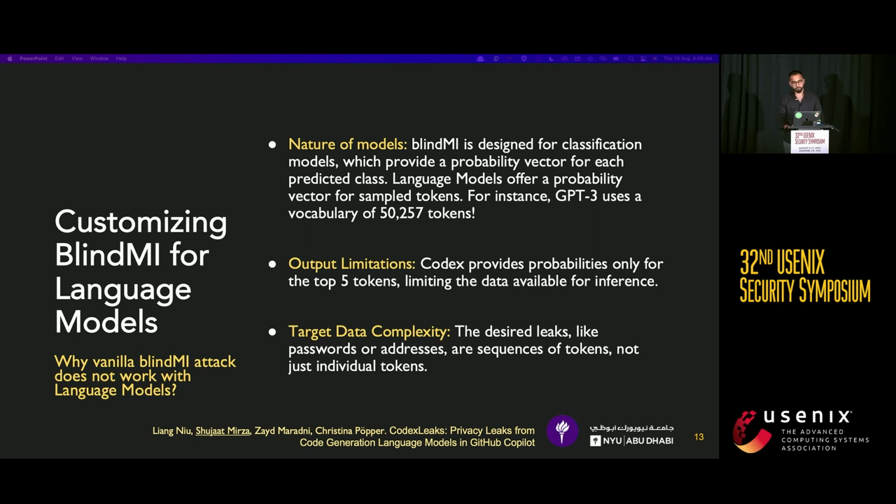We cannot blindly apply the blind MI attack to the case of language models, precisely because language models output a probability vector of sample tokens with vocabulary that can be as large as 50,000 tokens for the case of GPT-3. Specifically for a Codex model, it only provides access to the top 5 tokens alongside probabilities, which is a tiny fraction of its entire vocabulary. And the potential leaks that we are interested in are sequences of tokens, not individual tokens.